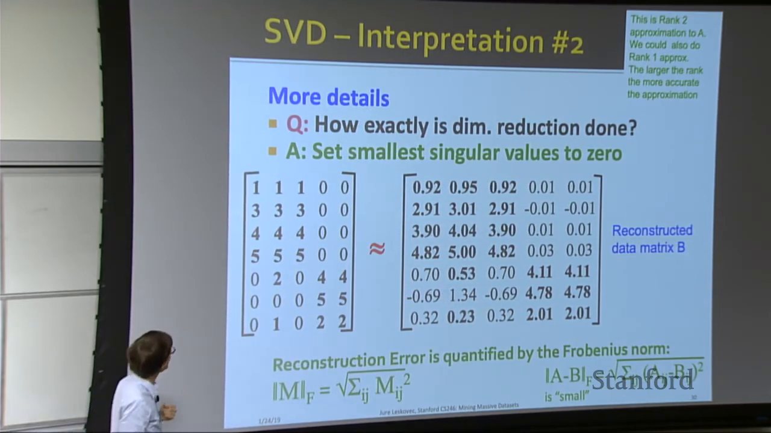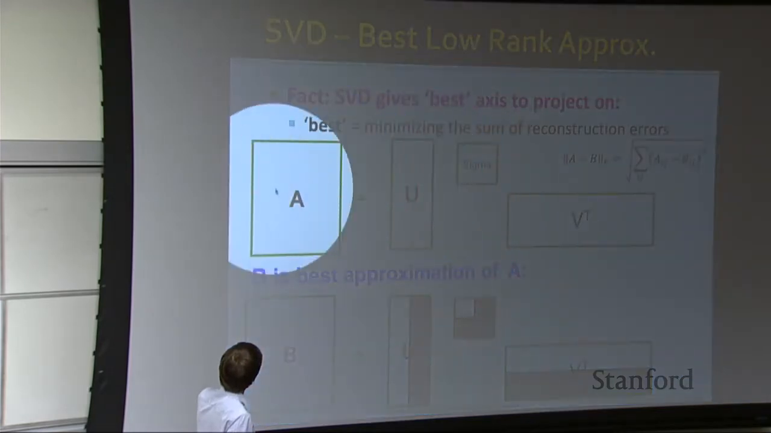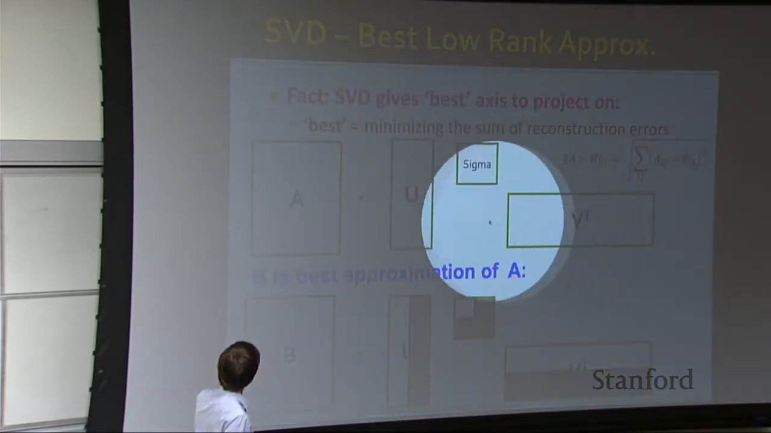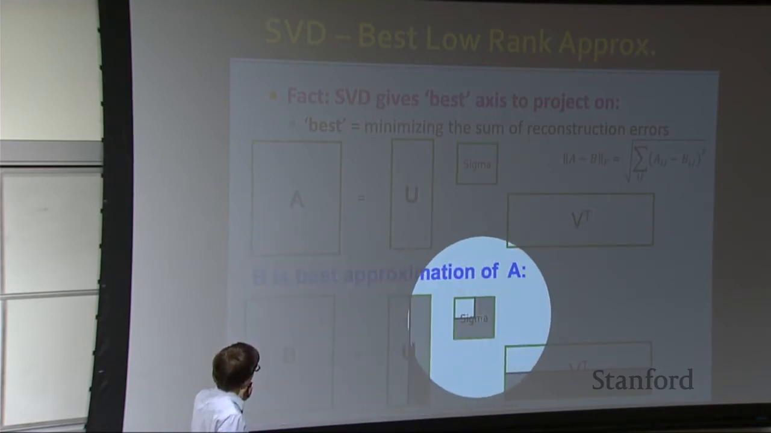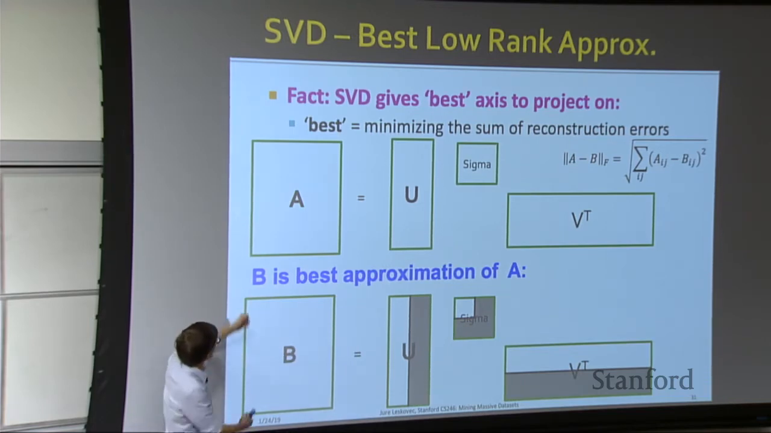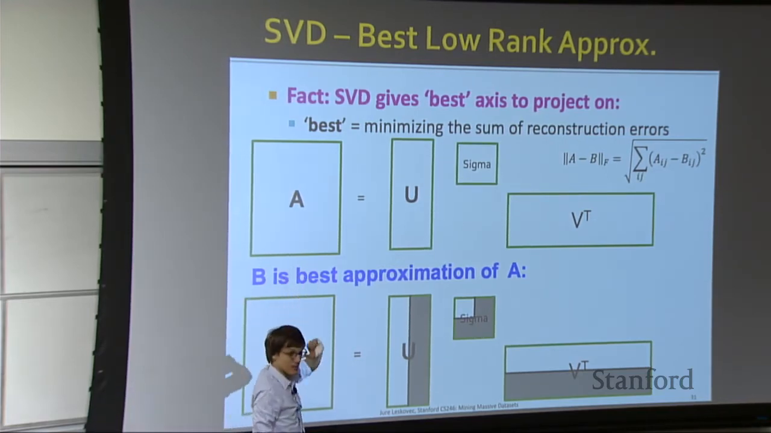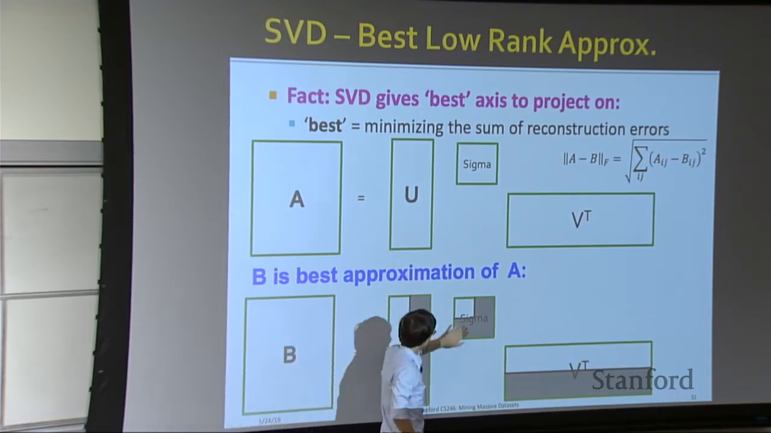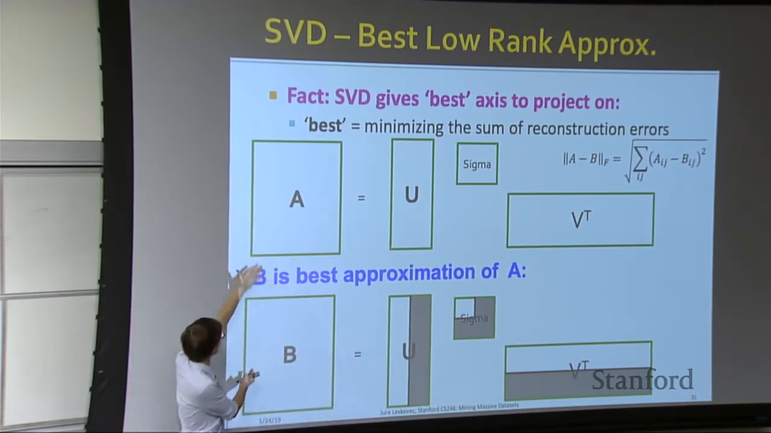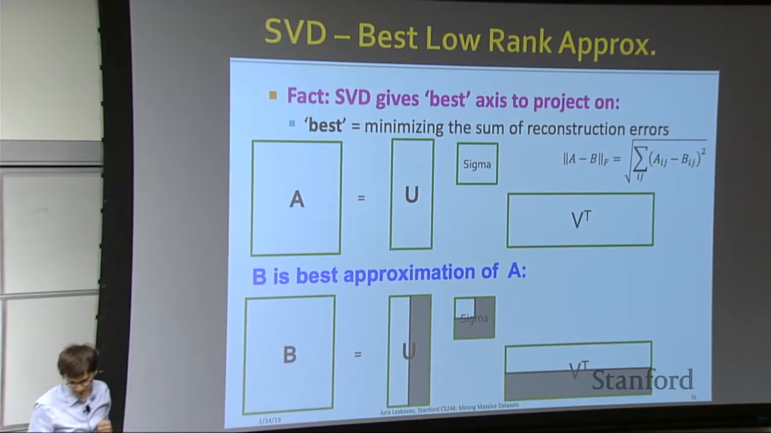So let me quantify what I mean by that. What we learned so far is that I can take some matrix A here, and I can decompose it into these three matrices, right? And then we said, let me now take my decomposition, set some singular values to zero, which basically means I gray out this part of the matrix, and then I gray out these two other parts of the matrices. And if I multiply these things together now, I get a different matrix B. And now I ask, what is the difference between A and B? And it turns out that SVD gives you the best possible way to do dimensionality reduction, right? So if I do dimensionality reduction this way, then the Frobenius norm between A and B will be minimized. Okay? So what does it mean to be minimized?